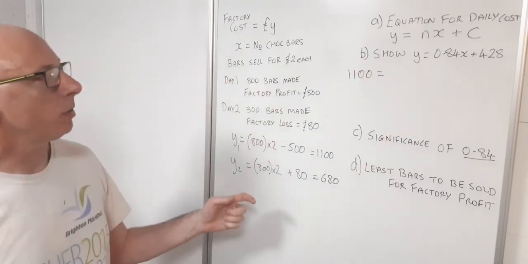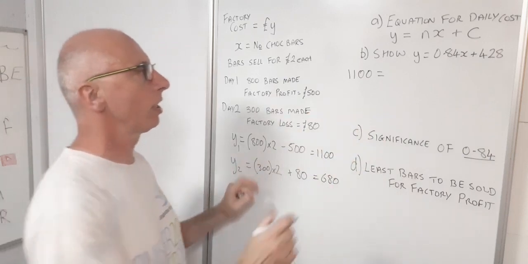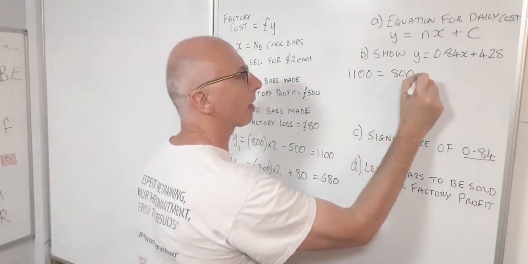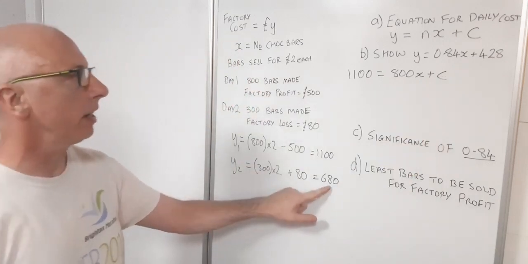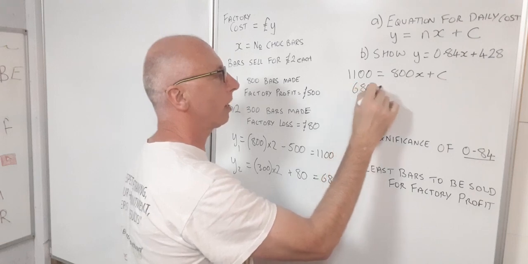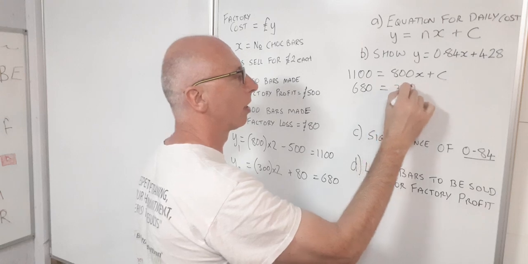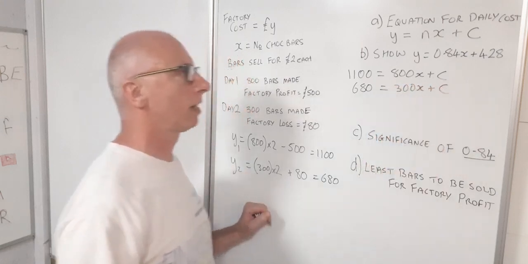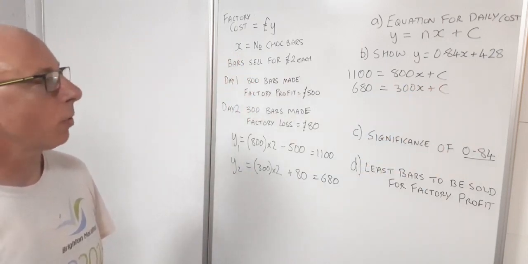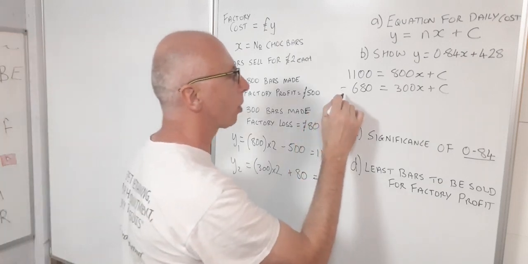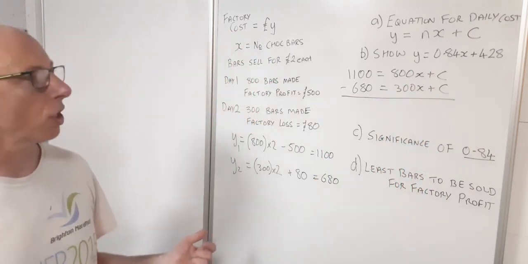Okay, so therefore now we've got 1100 equals NX plus C, so N is 800, 800X plus C. And Y2 here was 680, so we've got 680 equals 300 bars, so that's 300X plus C. Now what we can do is just subtract the two equations from each other, like a simultaneous equation. So you eliminate the C and we can try and solve for X. And that's going to give us a cost of making a chocolate bar.